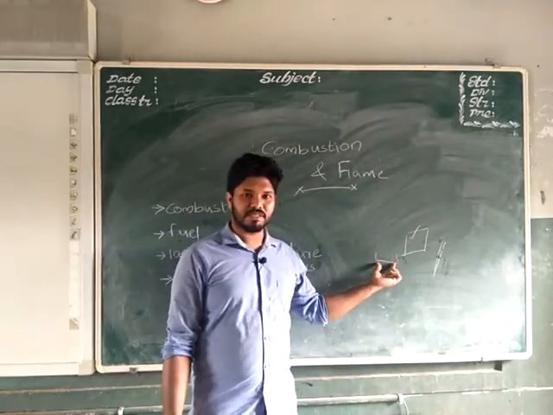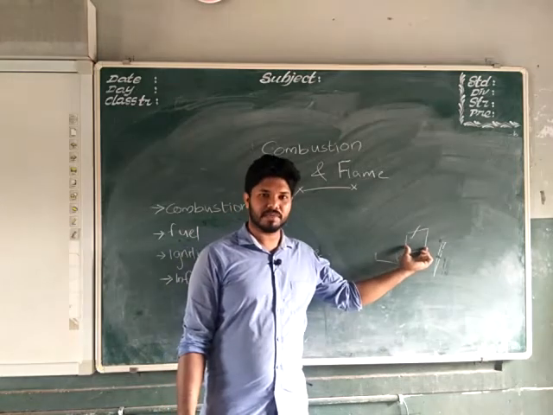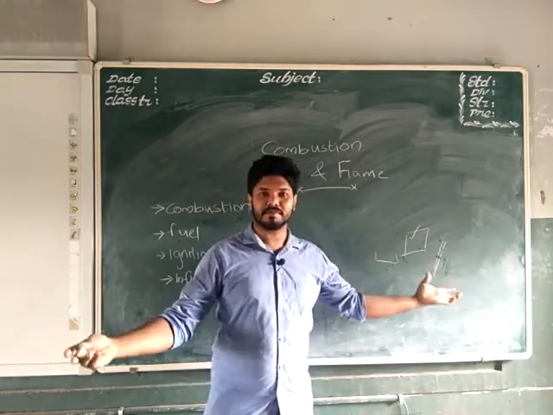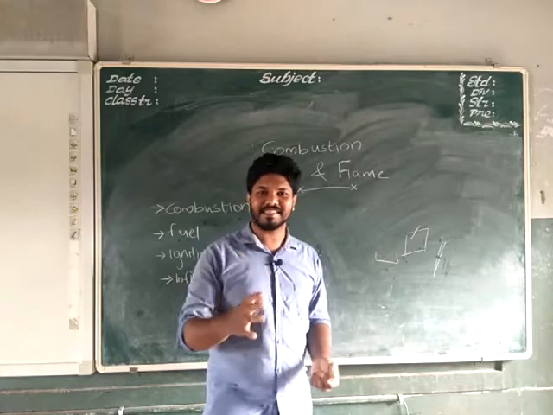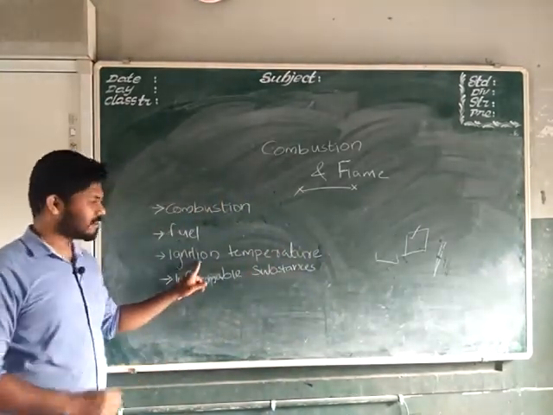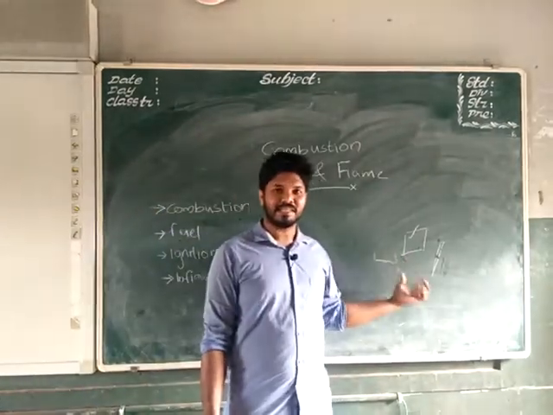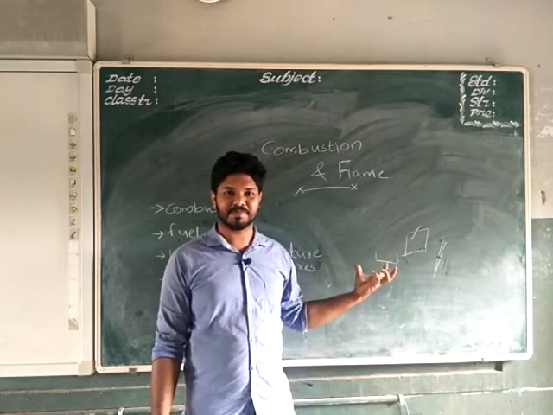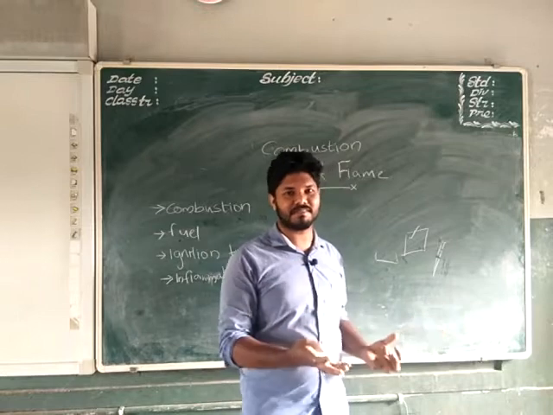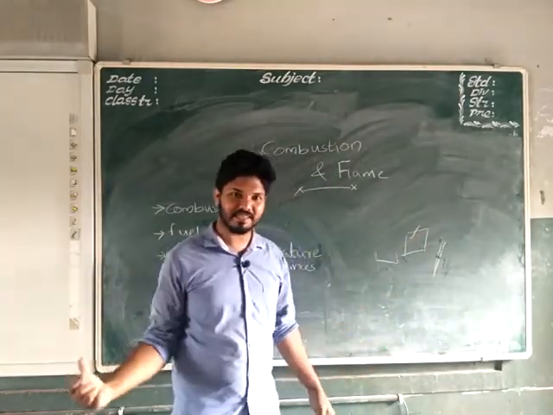So some objects attain a temperature very easily, in little time, and some do not attain it easily, they take more time. There is a certain thing that affects this. This is called ignition temperature. The minimum temperature, the least amount of temperature needed for an object to burn, is called ignition temperature.